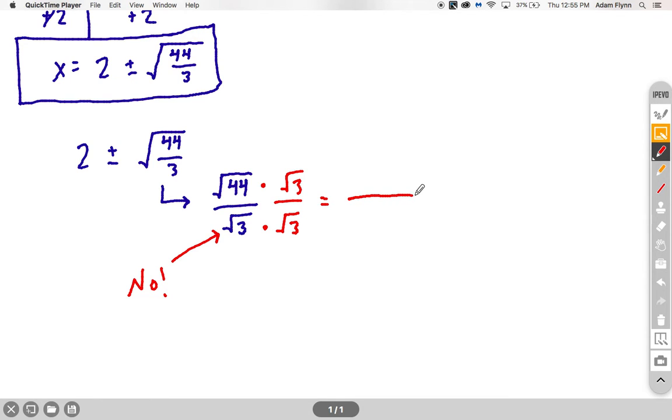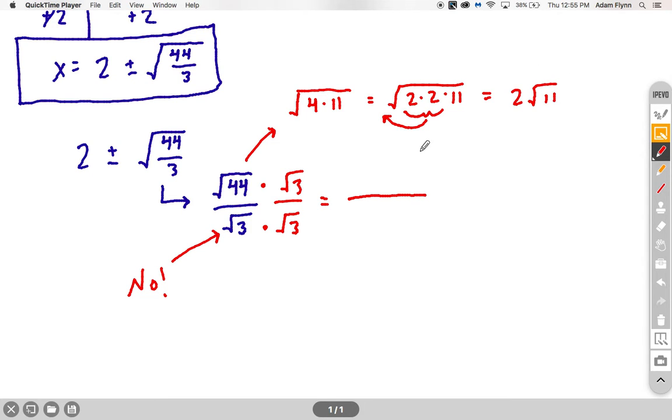What I am going to do is I'll draw my fraction bar, but I'm going to break down the square root of 44 first. So remember the square root of 44, going up here, we can rewrite as the square root of 4 times 11, which is the same thing as the square root of 2 times 2 times 11. Looky here, we've got a pair of 2's that we can pull out. So the square root of 44 can actually be rewritten as 2 square root of 11. So I'm going to put that in my numerator, okay? And I'm multiplying by the square root of 3.